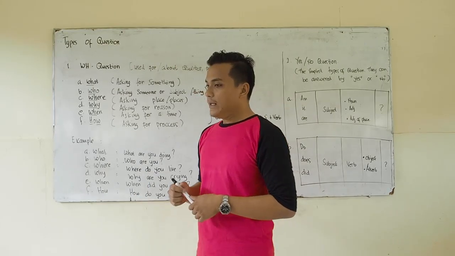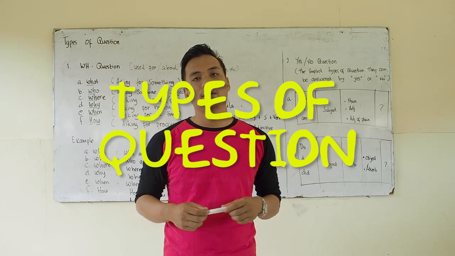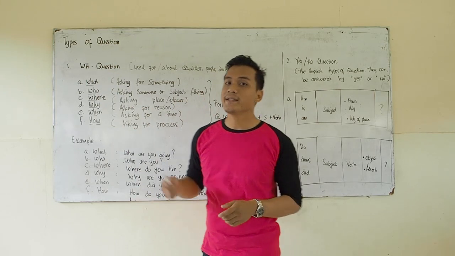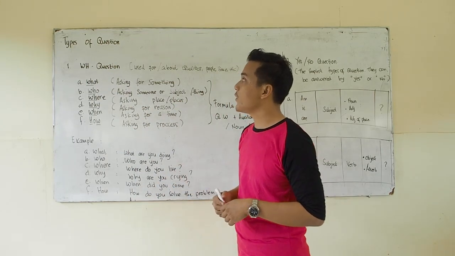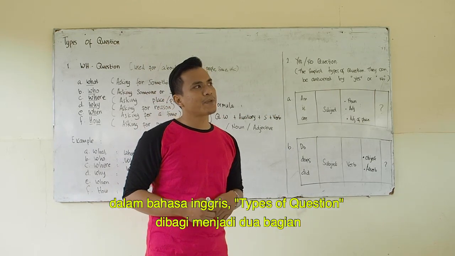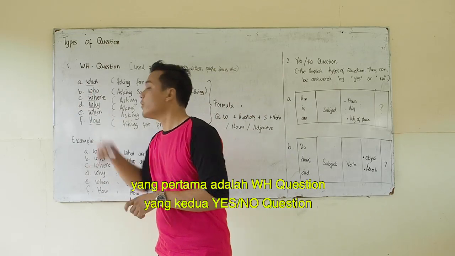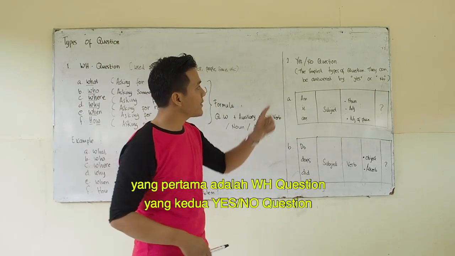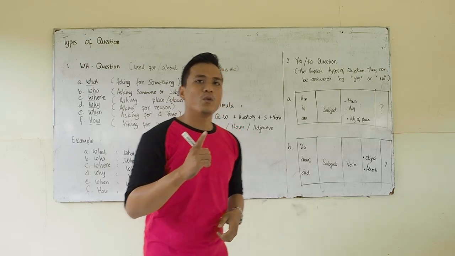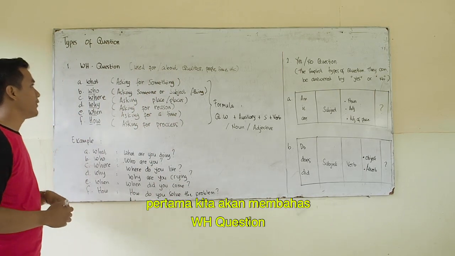Okay? Well, actually this morning I have been preparing our lesson, our material, about types of question. You can see at the whiteboard. Types of question. Well, class, in English, types of question are divided into two kinds. The first is WH question, and the second one is yes or no question. Alright, we talk about the first one here, WH question.